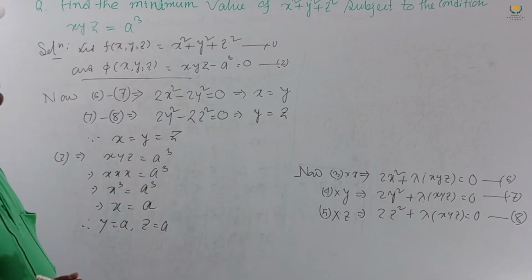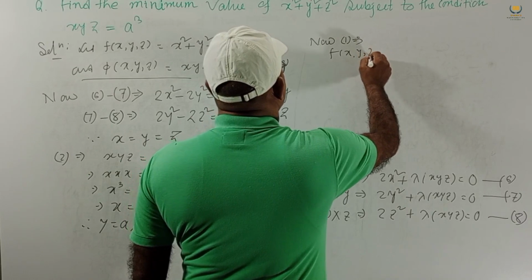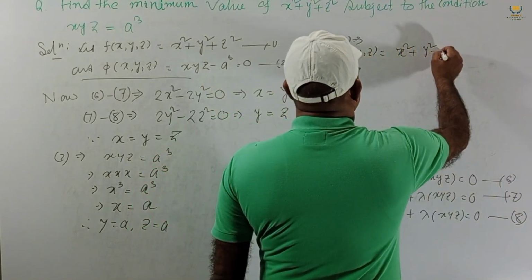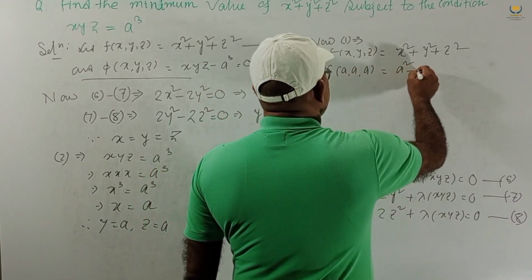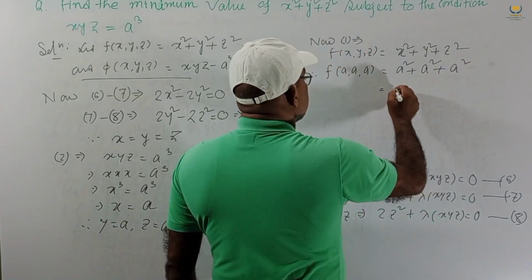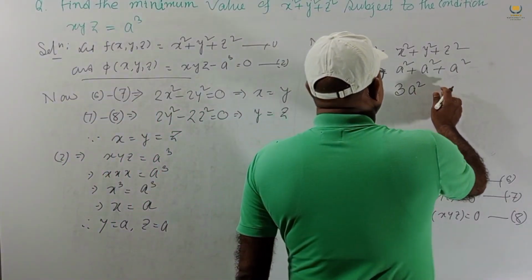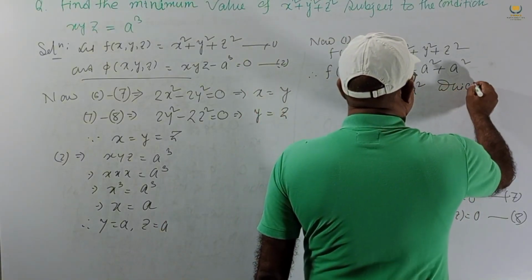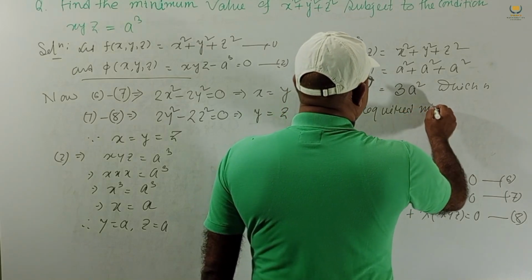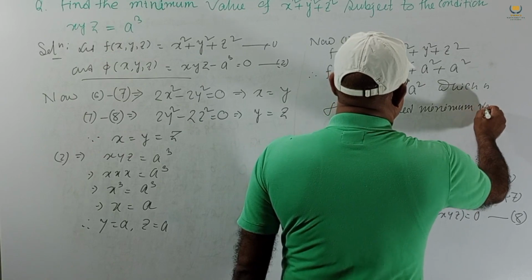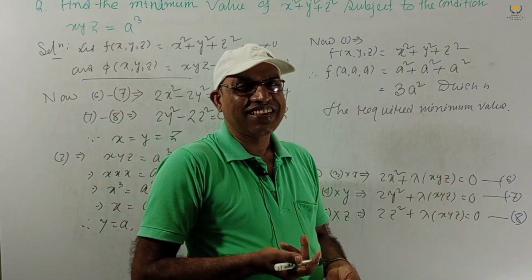Putting this value in the main function, equation 1, f of x, y, z equals x square plus y square plus z square. Therefore f of a, a, a gives a square plus a square plus a square. This is 3a square. This is the required minimum value. Minimum value is 3a square. Very nice solution, very easy, very simple.